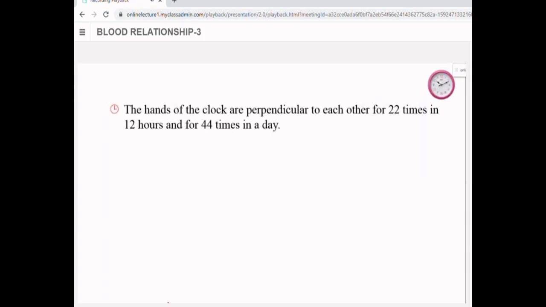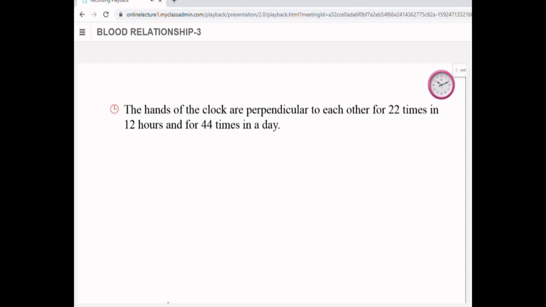The hands of the clock are perpendicular to each other 22 times in 12 hours and 44 times in a day. Mind you, the perpendicular position appears 22 times in 12 hours. If it is 22 times in 12 hours, automatically it is 44 times in a day. How? Normally in 1 hour, twice it becomes perpendicular.